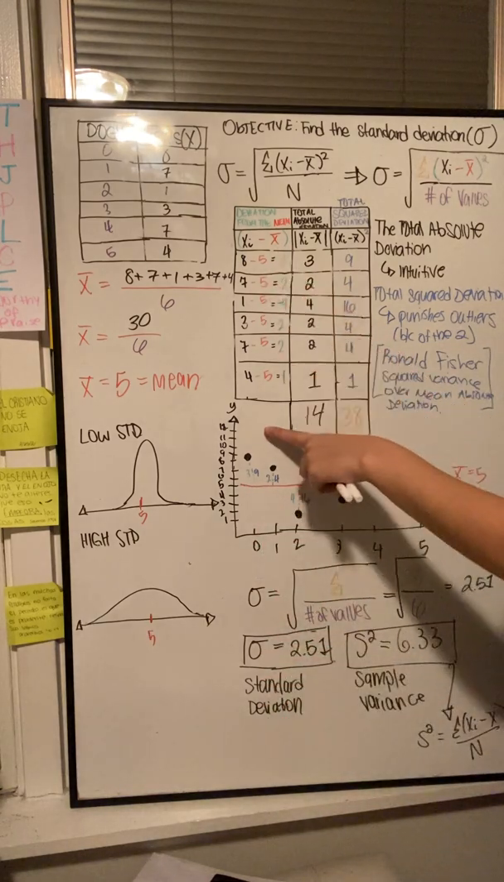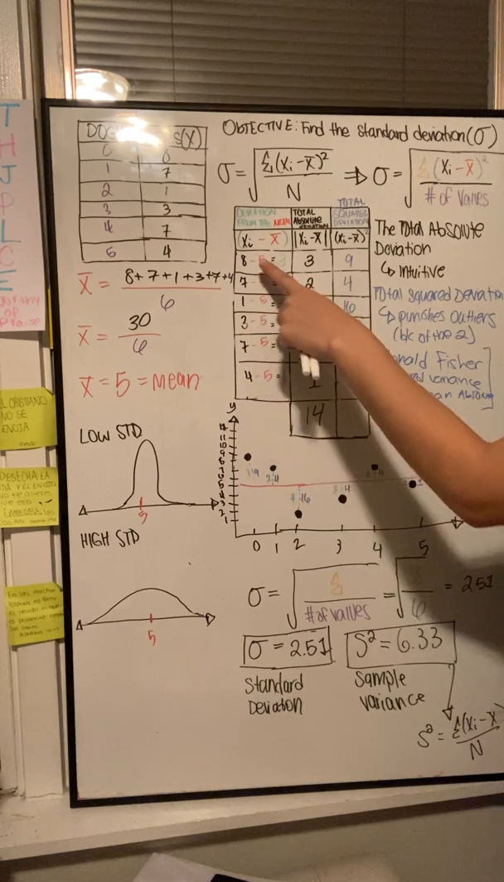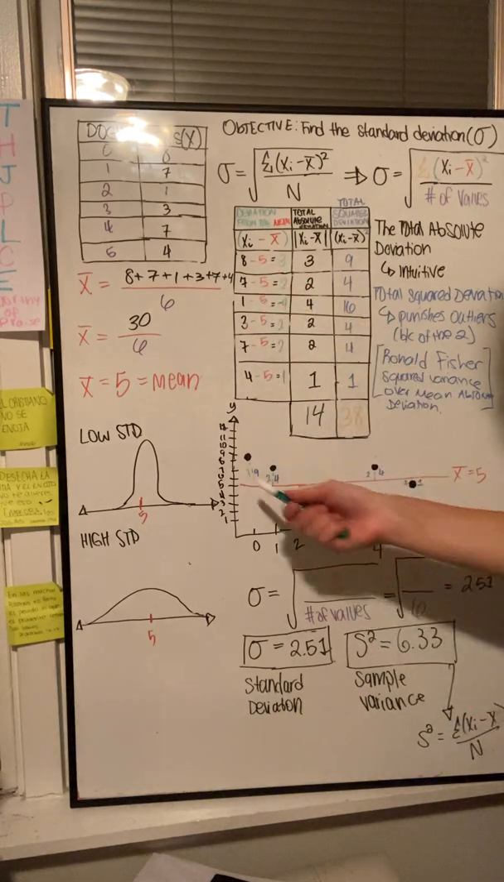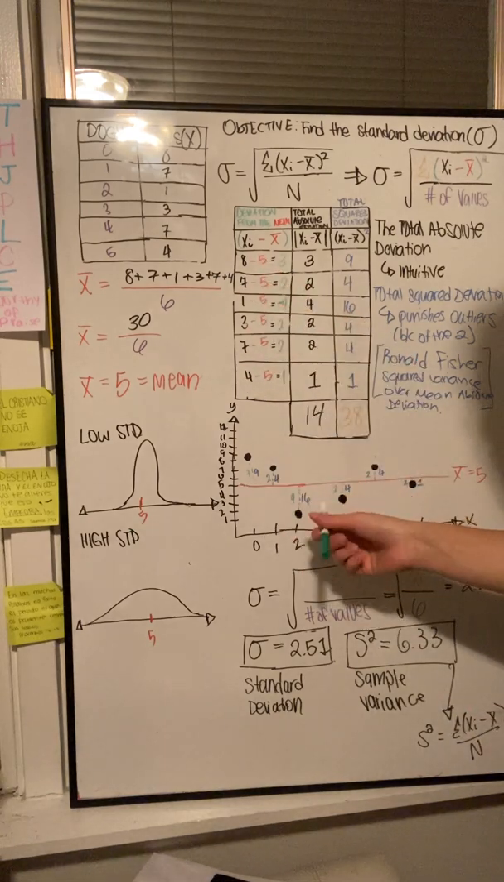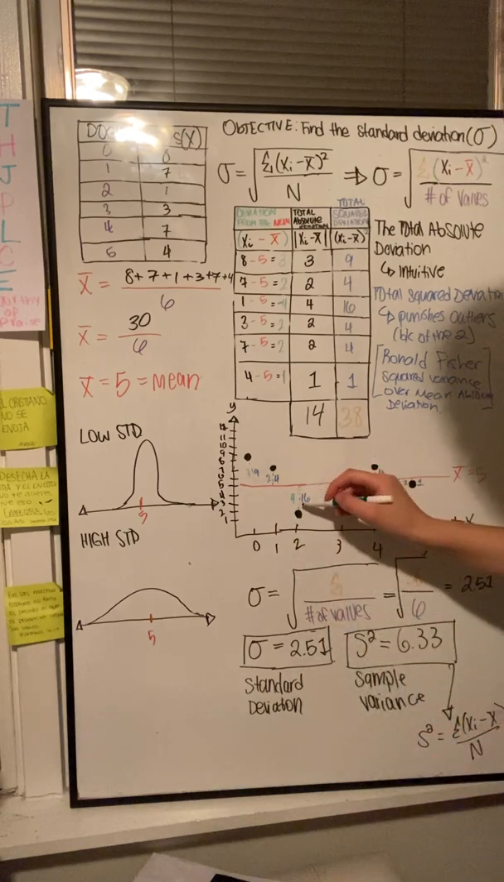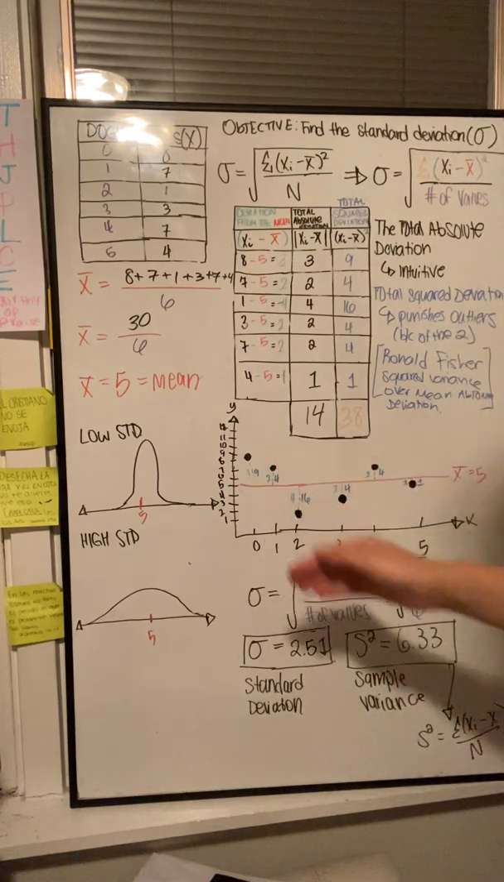Okay, and I did that for every single data point. I did 8 minus 5, 7 minus 5, 1 minus 5, and I put the numbers here in green. I also labeled the dotted line as the actual distance, right?